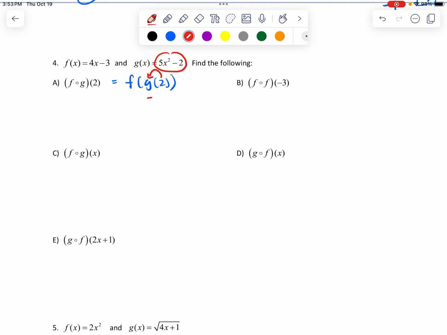That's going to give me 5 times 2 squared minus 2. Let's figure out what that is. 2 squared is 4, 4 times 5 is 20, 20 minus 2 is 18. So g of 2 is 18.